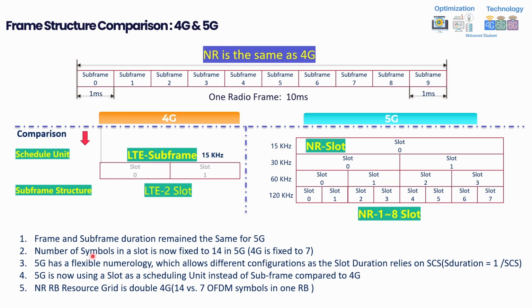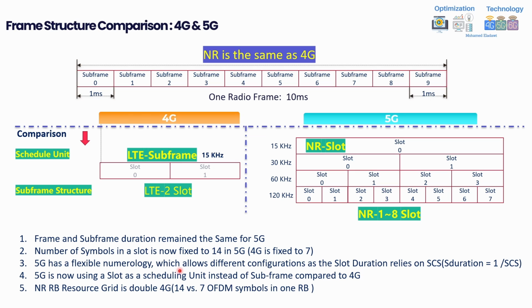And the second point, the number of symbols in a slot is now fixed to 14. Before in 4G, the slot consisted of 7 symbols if you're talking about normal cyclic prefix. Now it's increased to 14, and it's fixed to 14. So third point is about the subcarrier spacing. In 4G we used to have a fixed subcarrier spacing, which is 15 kilohertz.